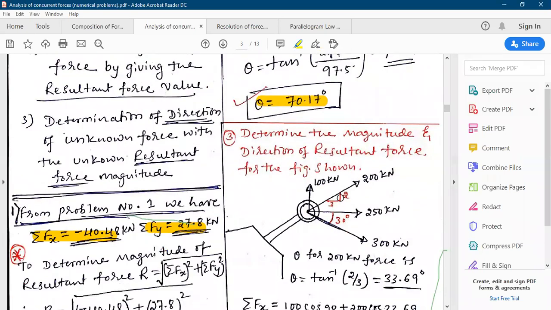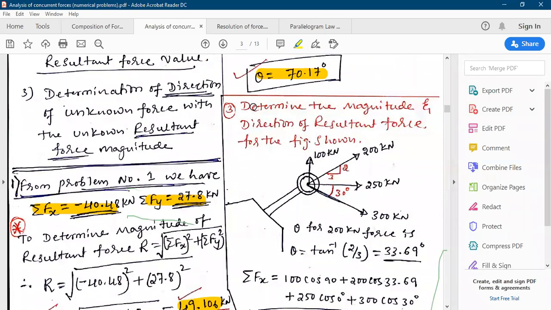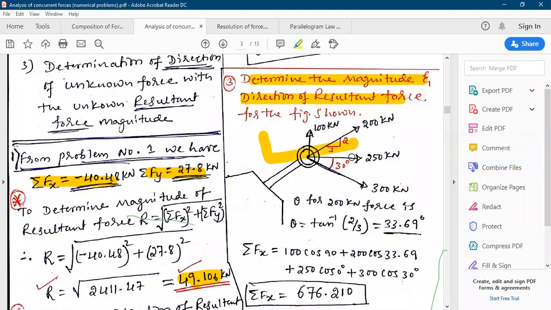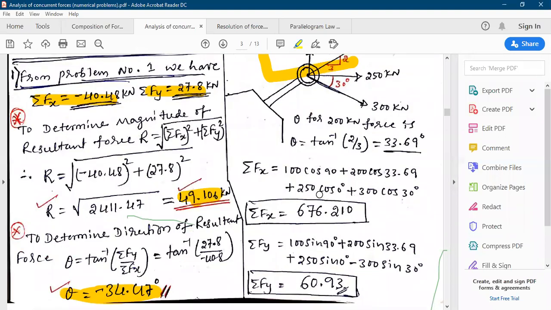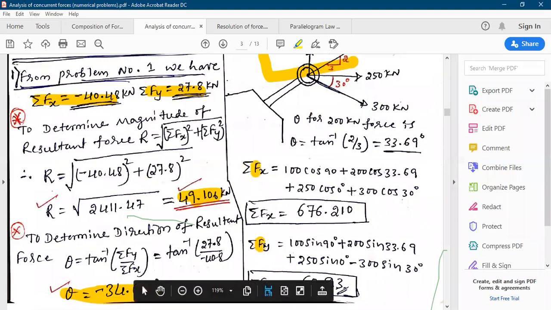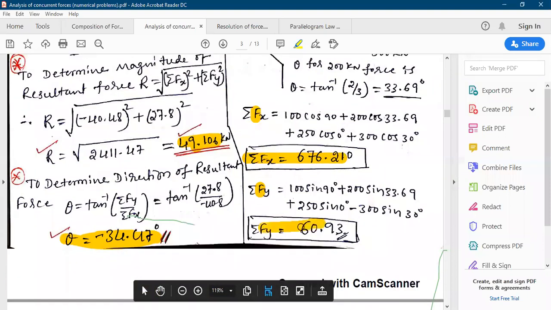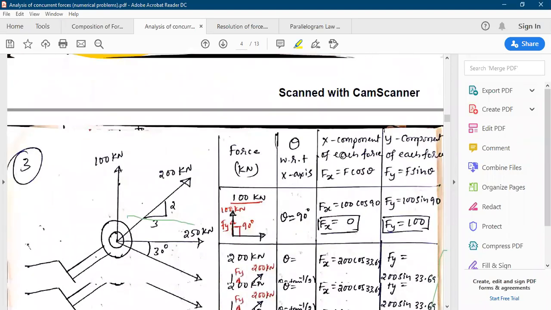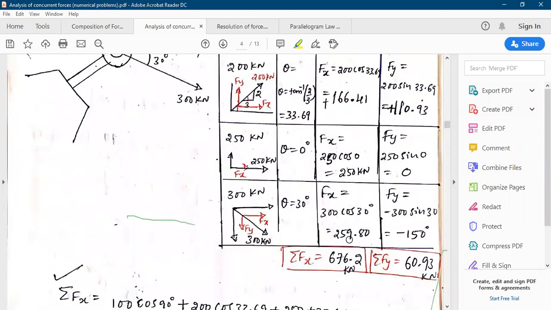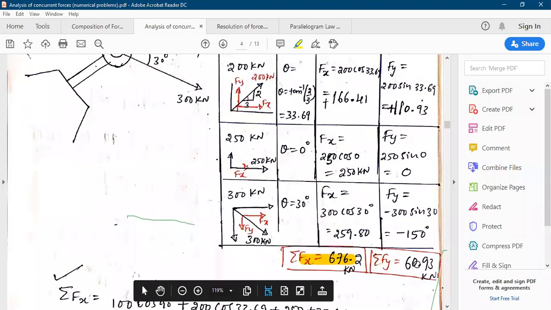Similarly, I have given you one homework problem, that is to calculate the magnitude of resultant and direction of resultant for this given problem. We can resolve these forces into their Fx and Fy without using the tabular column. From now onwards you have to practice without the tabular column. Still, for practice purposes, I have shown how to calculate the x component and y component for your help.